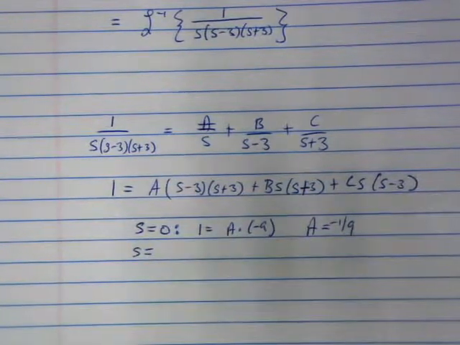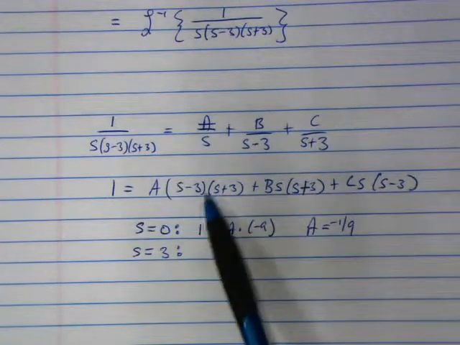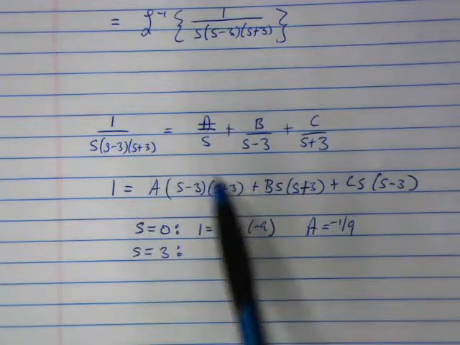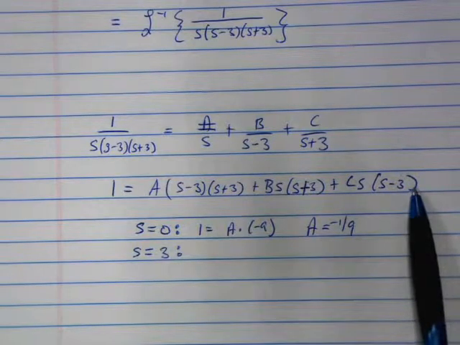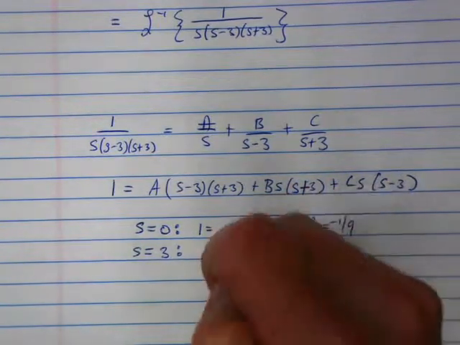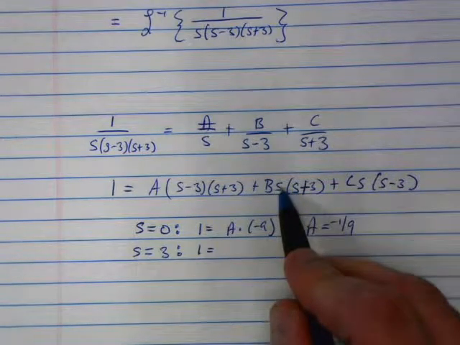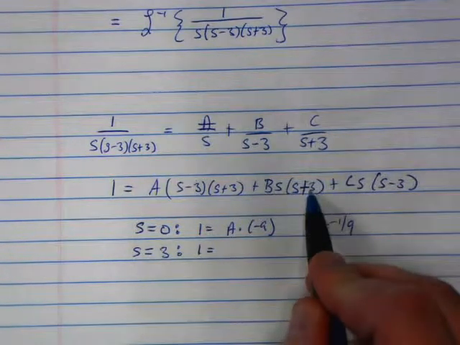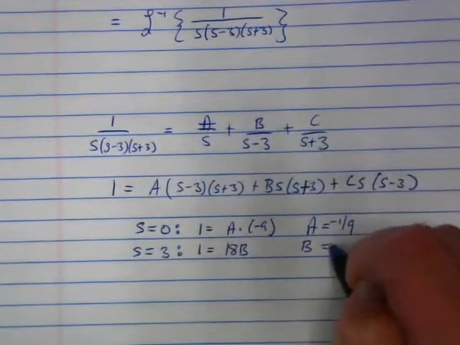Then I pick my next favorite number for this problem. 3. Why do you like 3 so much? Because 3 gives me a 0 right here, which means it's going to make A go away. 3 gives me a 0 right there, which means it's going to make C go away. So 1 equals, that's going to be 3, that's going to be 6. 6 times 3 is 18B. So B is 1/18.